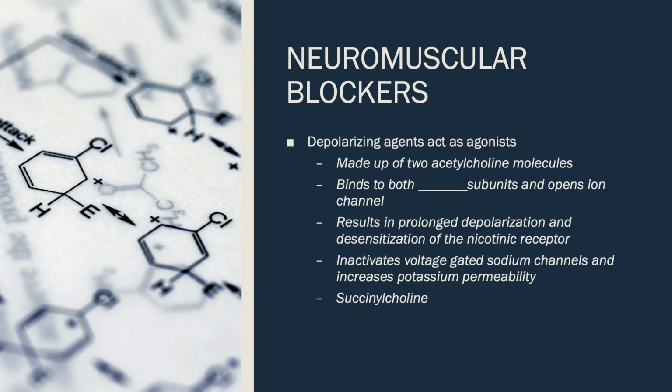Now, succinylcholine can produce prolonged depolarization at the end plate, and this can result in desensitization of nicotinic acetylcholine receptors, inactivation of our voltage-gated sodium channels at our neuromuscular junction, and this can increase potassium permeability in the surrounding membrane. The end result is failure of an action potential to generate due to membrane hyperpolarization and muscle blockade. Okay? These are acetylcholine receptor agonists.